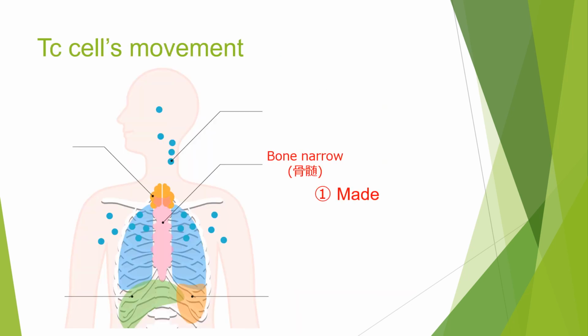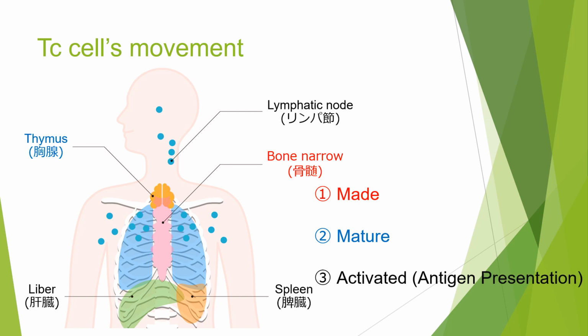First, TC cells are produced in the bone marrow. Next, these cells move to the thymus and mature there, and then they get antigen presentation and are activated, and play active roles throughout the body.